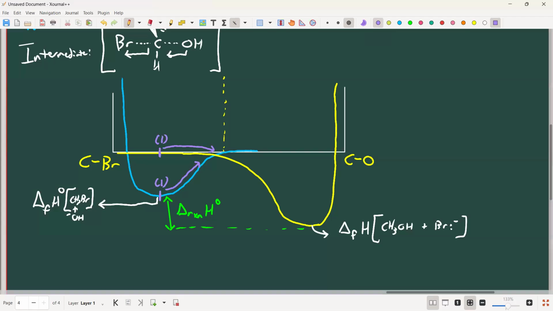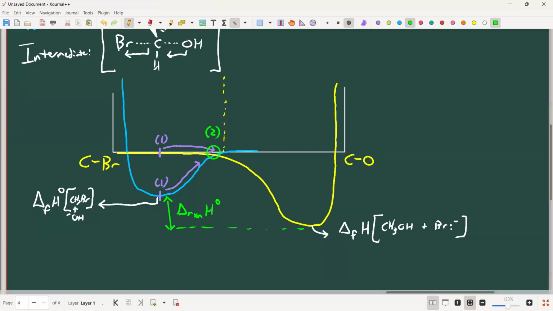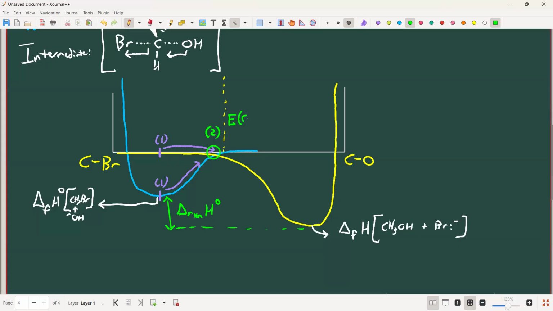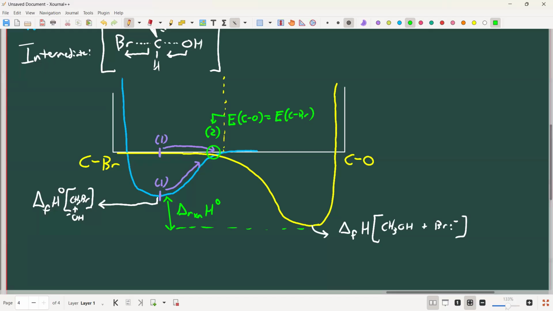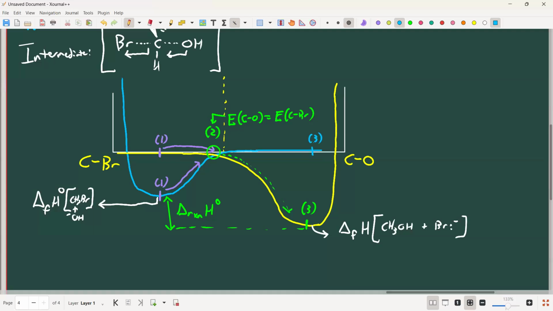And there's going to be some point where the energy curves meet. There's some point here where the energies are the same, where the E of the CO is equal to the E of the CBr bond, some middle point. And then this goes on and finalizes the reaction, and we finally get to some final point. And of course, now the Br is long gone, and the CBr is there.